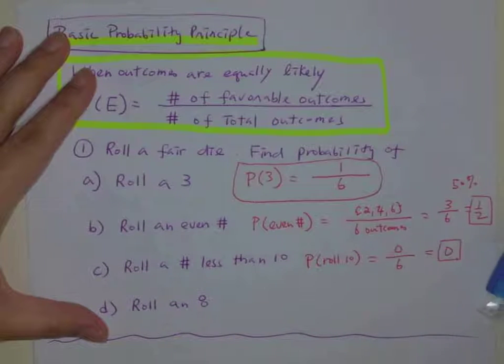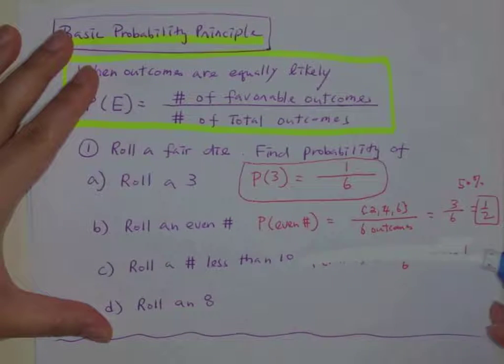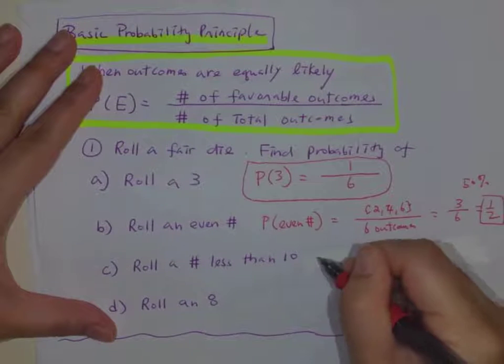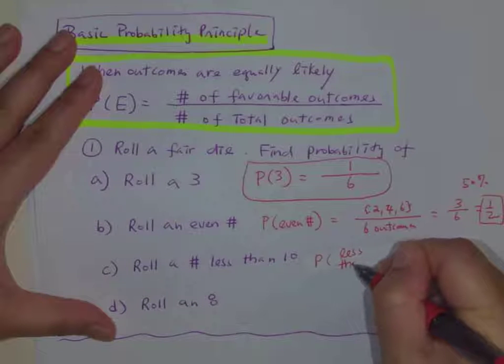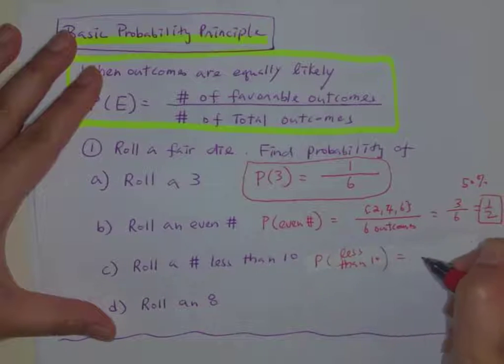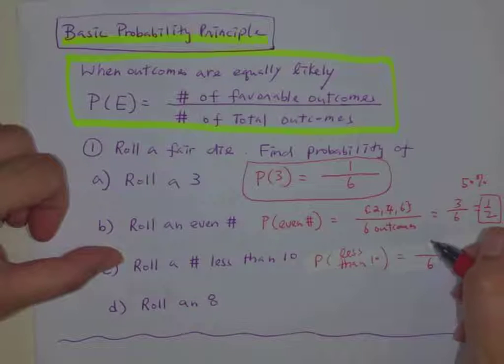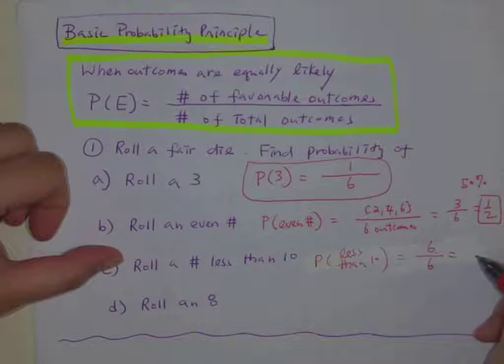Sorry, rolling less than 10. If rolling less than a 10, that changes everything, right? So rolling less than a 10. I have 6 possible outcomes, and 1, 2, 3, 4, 5, 6, all of them are less than 10, right? So anytime you roll the dice, it's going to be less than 10. So the probability is 1 or 100%, right?